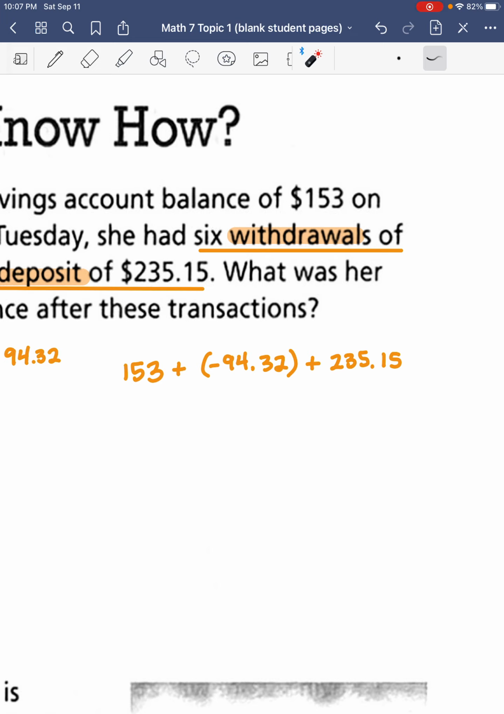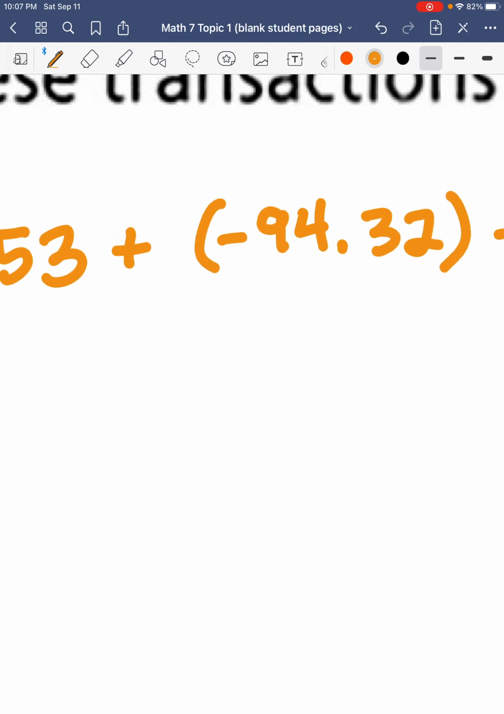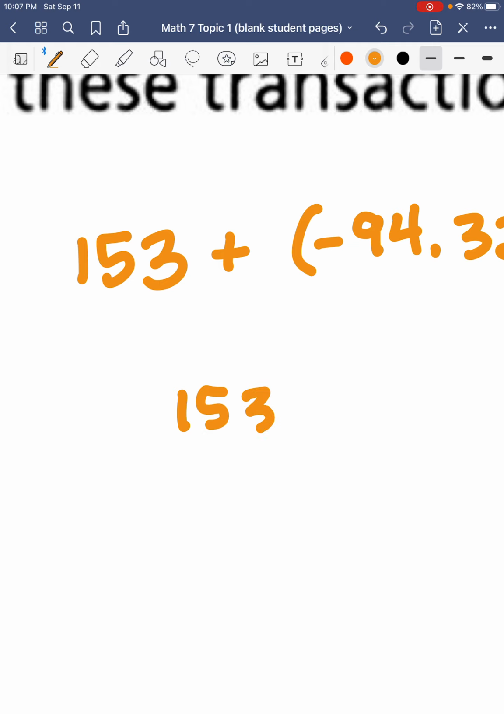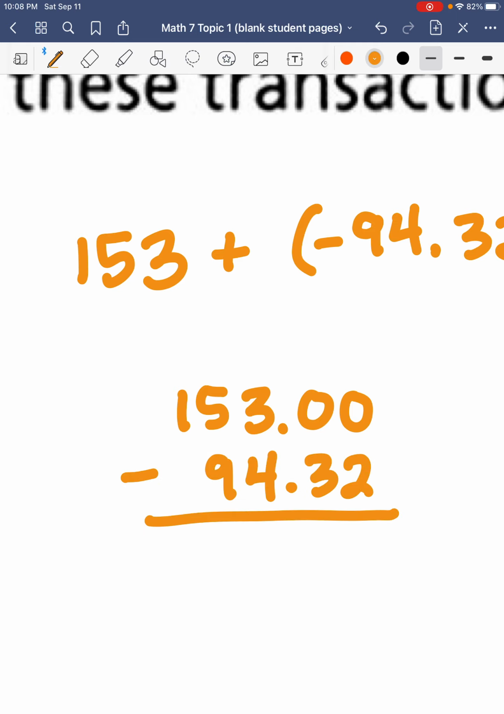So we're going to really subtract. So which one is farther away from 0? Well, 153 is farther away from 0. So 153.00 is how I'm going to write it because I have to line up my decimals, minus 94.32. Now, I can't take 2 away from 0, so I'm going to have to borrow. And I'm going to go all the way to this 3 right here. The 3 is going to become a 2. This 0 becomes a 10, which then becomes a 9. And this one becomes a 10.